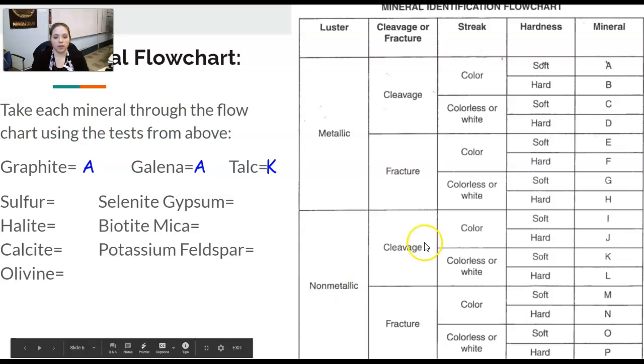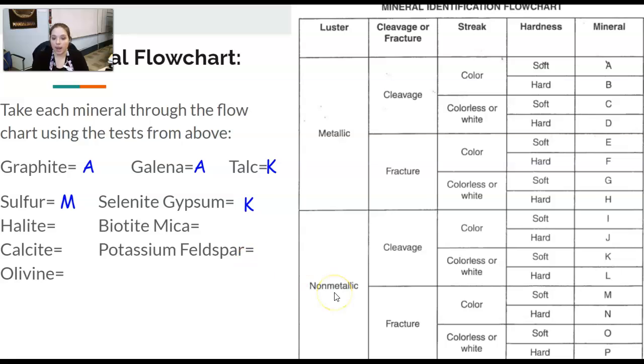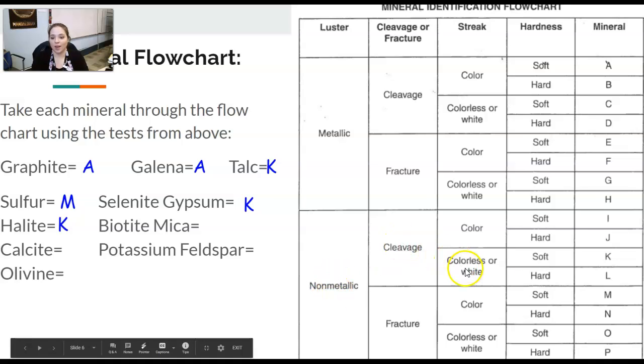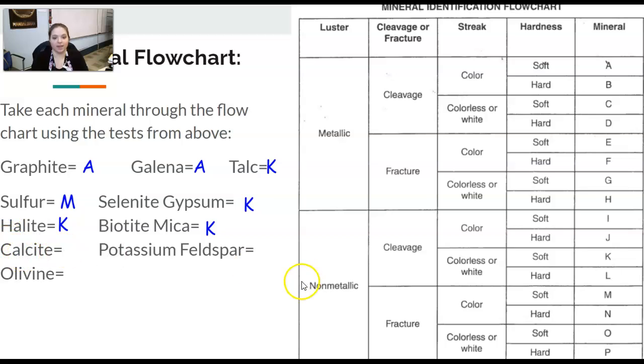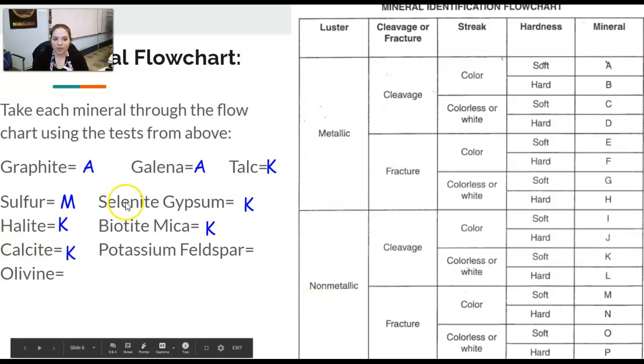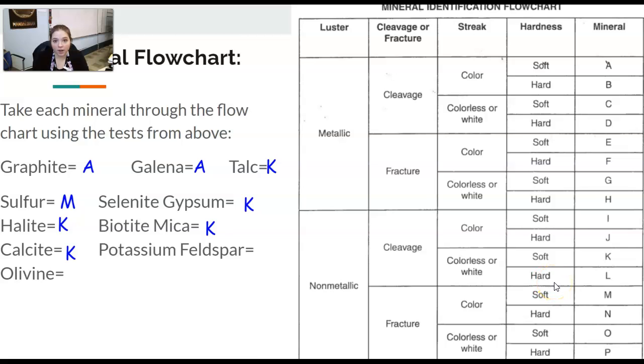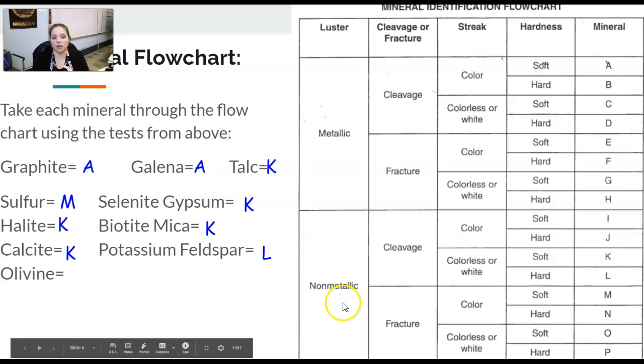Talc is non-metallic, it cleaves, it is colorless, it is soft, it gives me a K. Sulfur, all right, so sulfur is non-metallic, it fractures, it leaves a color, it is soft, it gives me an M. Selenite gypsum, non-metallic, cleaves, colorless, soft, gives me a K. Halite, non-metallic, cleaves, colorless, soft, K. Biotite mica, non-metallic, cleaves, colorless, soft, K. Calcite, non-metallic, cleaves, colorless, soft, K. Potassium feldspar, non-metallic, cleaves, colorless, white, hard, L. Olivine, last but not least, non-metallic, fracture, colorless, white, hard, P.